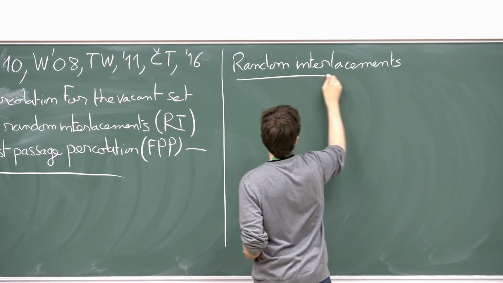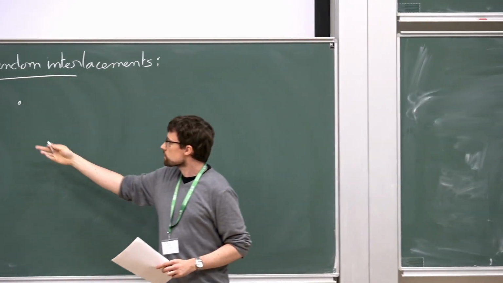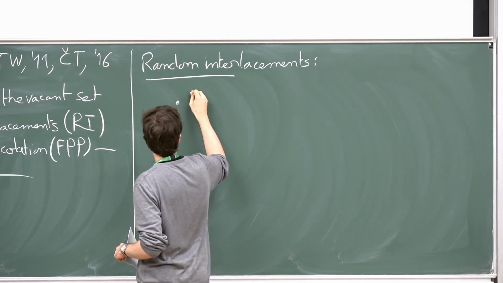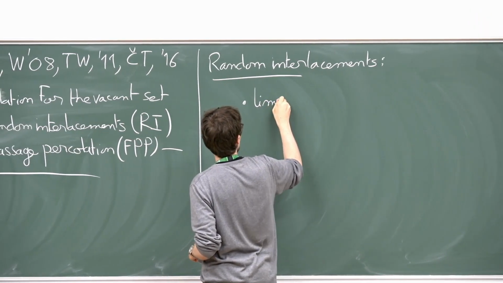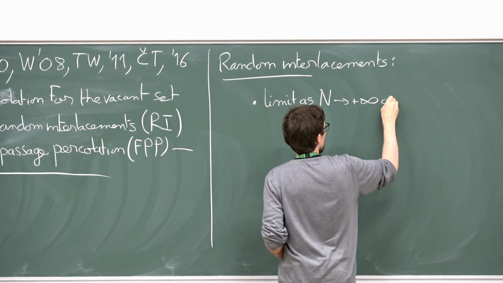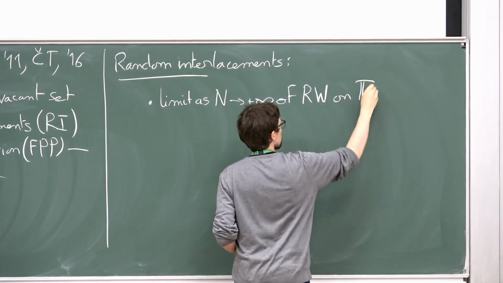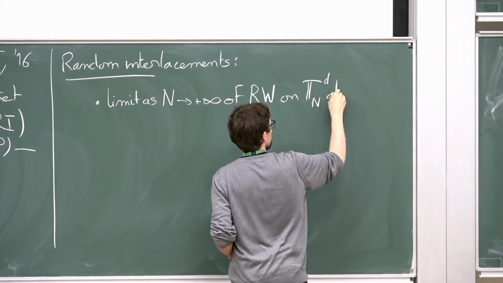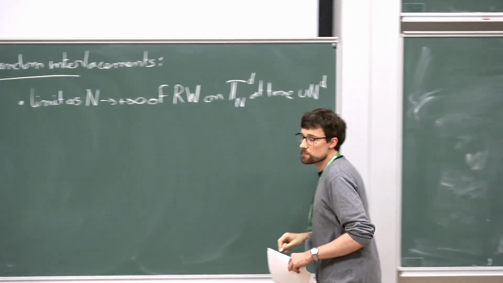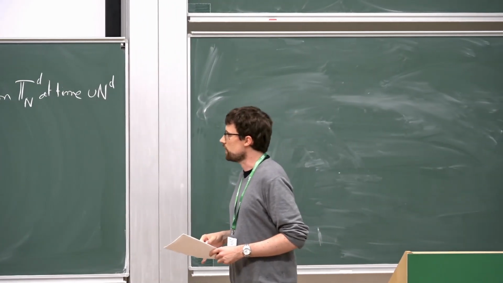So, well, the first way to define random interlacement, a way that makes this intuition logical, is just to say that random interlacements are just a limit as n goes to infinity of the random walk on the torus at time un to the d. Okay, and that's why the problems are related. This is an infinite volume version of my problem on the left here.